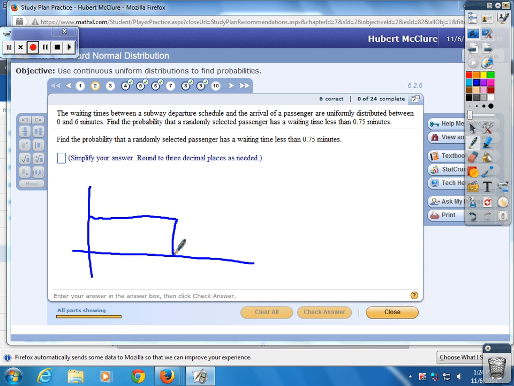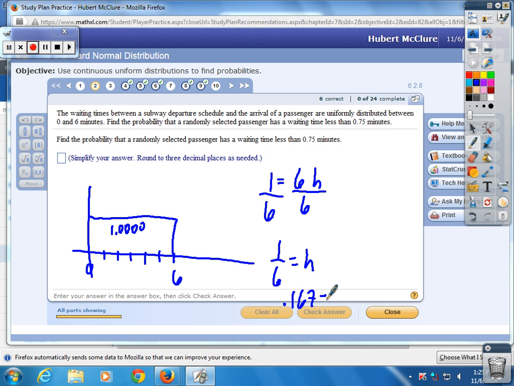And the base is what? 6 minutes. 0, 1, 2, 3, 4, 5, 6. And you know this is 1.0000. So 1 is equal to 6 times the height divided by 6. 1/6 is equal to h, or 0.167 is equal to h.